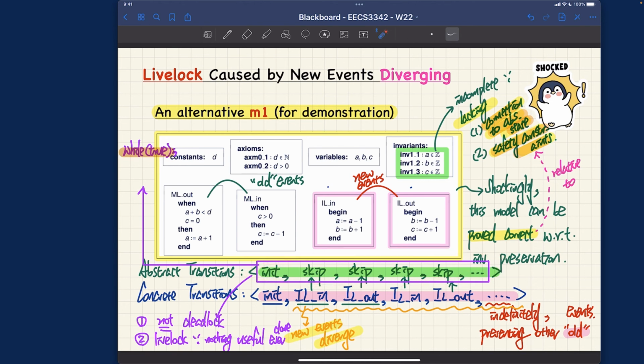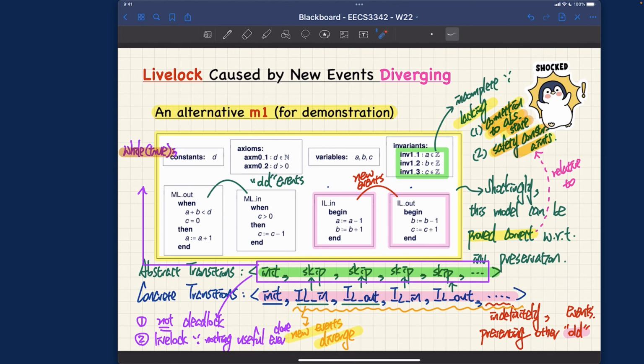So that's shocking fact number two. Even though at a concrete level we can see ILN, ILL keep occurring, which doesn't seem to be so bad, if you think about the corresponding abstract scenario, it's really bad, because it corresponds to a scenario where you simply do nothing useful. You just keep skipping. That's really important for you to see. So that's why we said there are two shocking facts about this particular model.